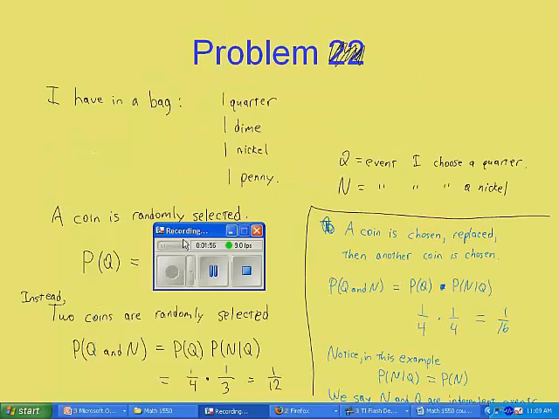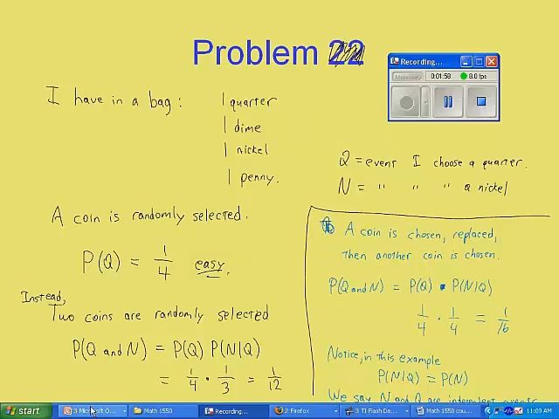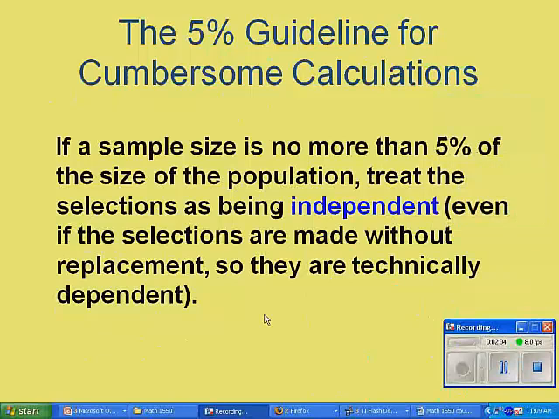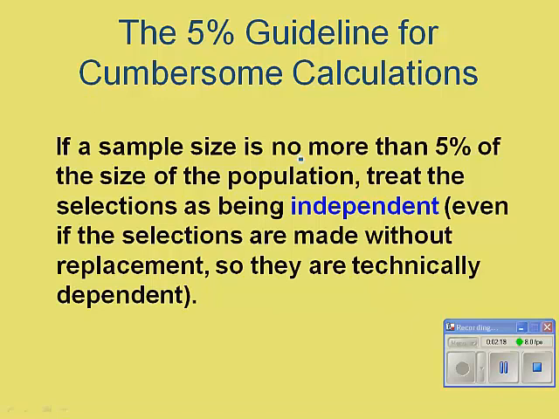I worked on a problem last time. Things in a bag. I'm not going to do that again. When Sonia asked that question about the one, or no, on the one I had here, it was number 4. One of you guys asked it. And you said, why can we treat them as independent? This is the guideline. If the sample size is no more than 5% of the size of the population, treat them as independent even if technically they are dependent. Okay? And I'll show you what I mean about that in a second.